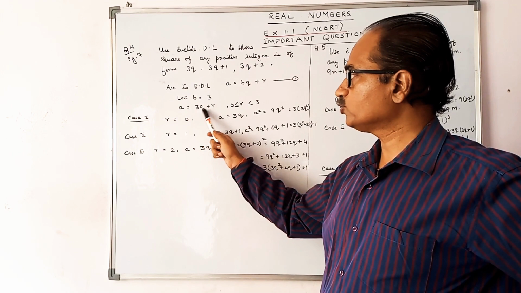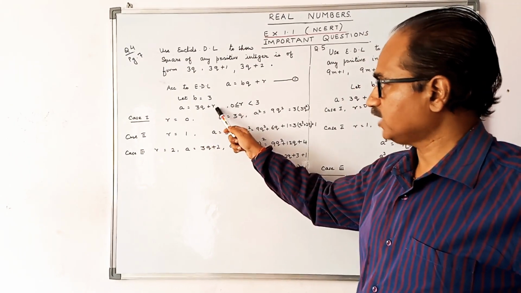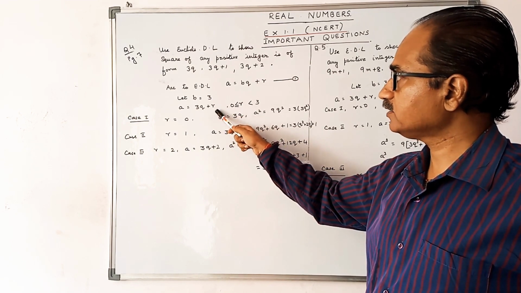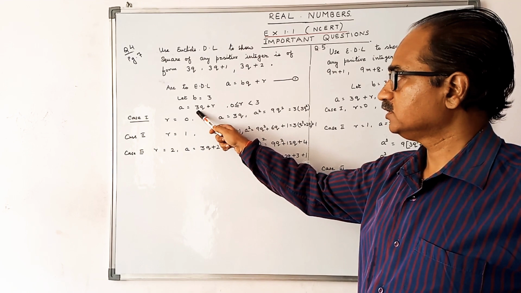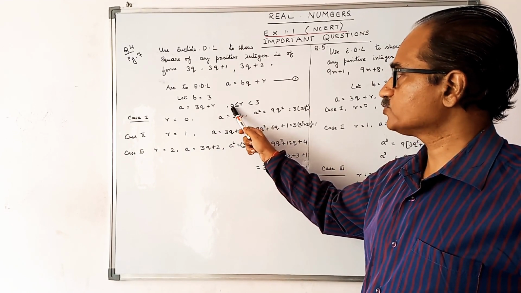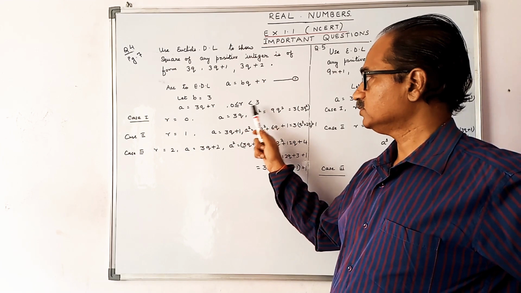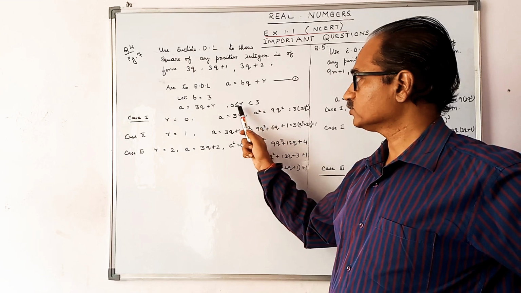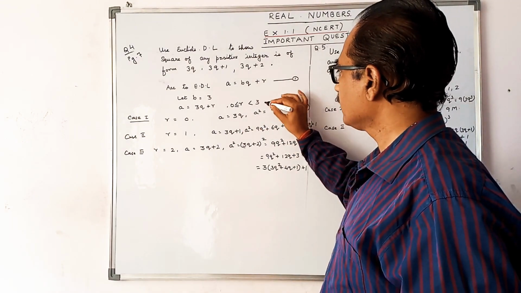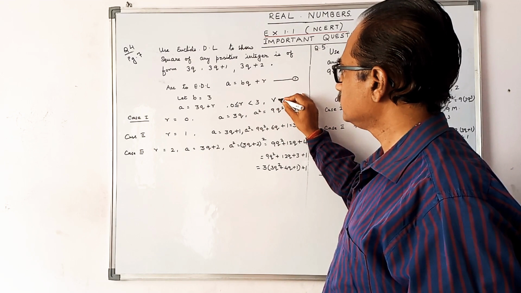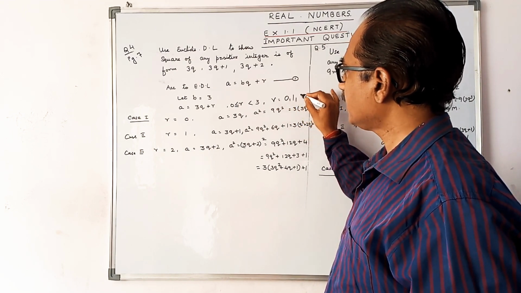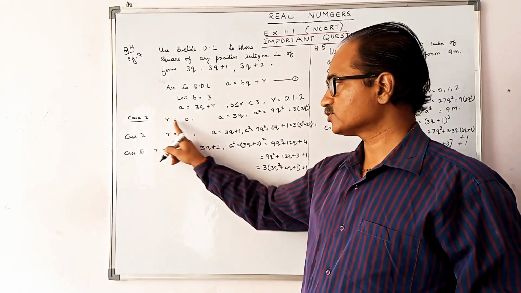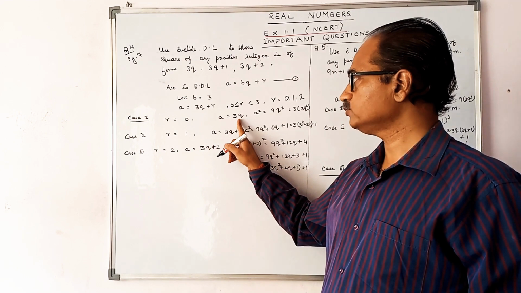Now a is equal to 3q plus r. According to Euclid's division lemma, a is equal to bq plus r, and the value of r is less than 3 and greater than or equal to 0. So r can be from 0 to 3 but not 3. 0 is included till 3. So the possible values of r are r is equal to 0, 1 and 2 only. Now there are 3 possible cases. Case 1, r is equal to 0. So a is equal to 3q.